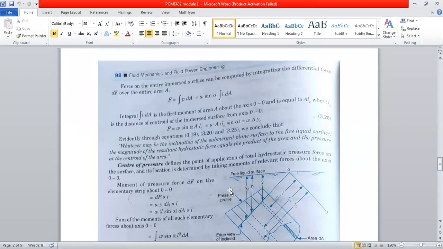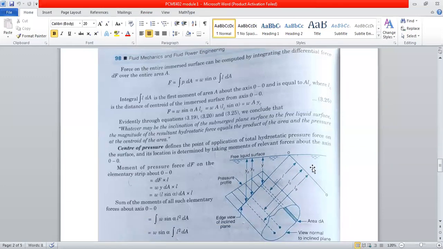So here L sin alpha, from the geometry, L with subscript C. So what is the LC? The distance from the centroid, that is the LC. So LC sin alpha equal to YC. YC is the depth of the centroid. Do you understand this? LC sin alpha is equal to YC. YC is the depth of centroid.